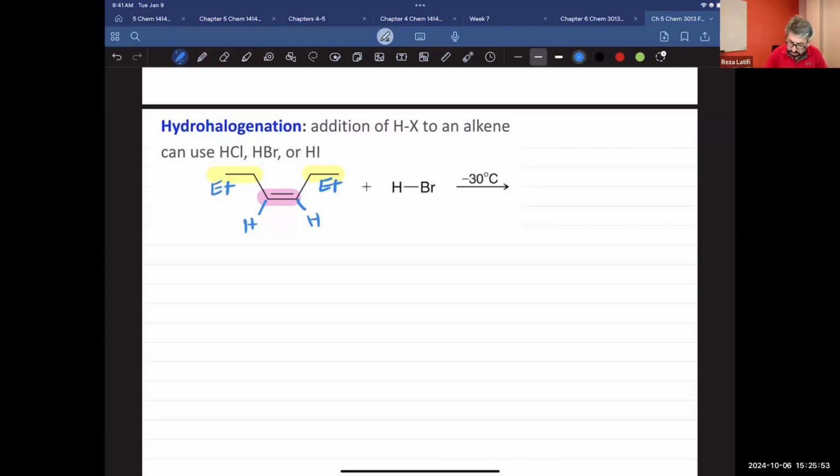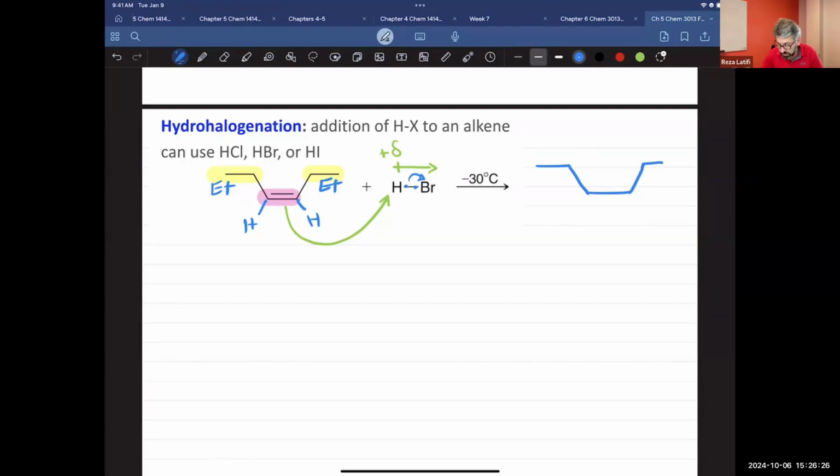The first step of this reaction is that the nucleophile is going to attack the hydrogen. Hydrogen has a positive charge. How do I know it has a positive charge? Because it's attached to bromine, and bromine is more electronegative. Bromine will take these two electrons, and the alkene will go after the hydrogen and take it. And the first thing that we're going to get will be this.